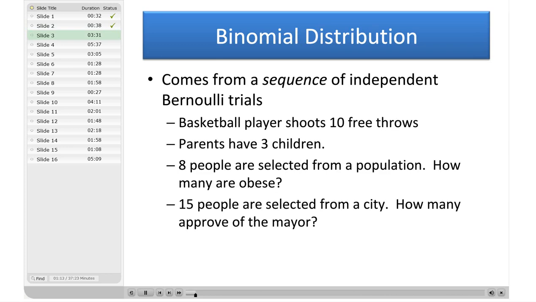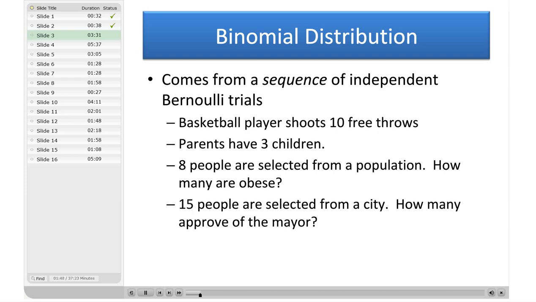The binomial distribution occurs whenever you have a sequence of Bernoulli trials. On the previous slide, we were saying that whenever a basketball player shoots a single free throw, that's a Bernoulli trial, because the player either makes it or they don't. But what would happen if a basketball player shoots 10 free throws? Well, that's a sequence of Bernoulli trials. And what we're really interested in is the number of free throws that that player makes. They could make anywhere between 0 and 10 free throws. And so the total number of free throws they make is actually a random variable.